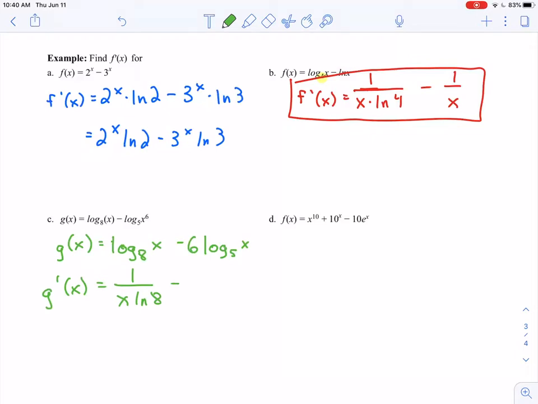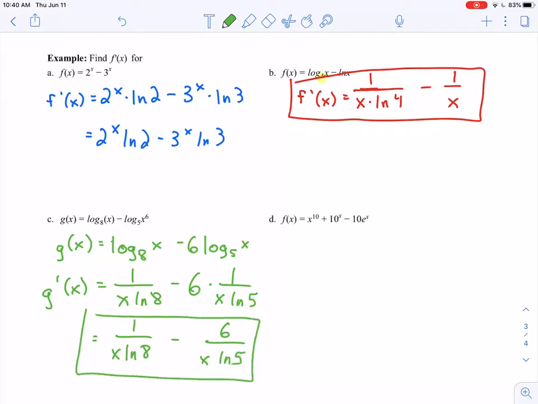Minus 6. Here 6 is a constant multiple again, so 6 times derivative of log base 5 of x, derivative of a logarithm, that's going to be 1 over x, times natural log of my base in my denominator. My base is 5, so times natural log of 5. So really I've got 1 over x natural log 8 minus 6 over x natural log 5. There is my derivative.